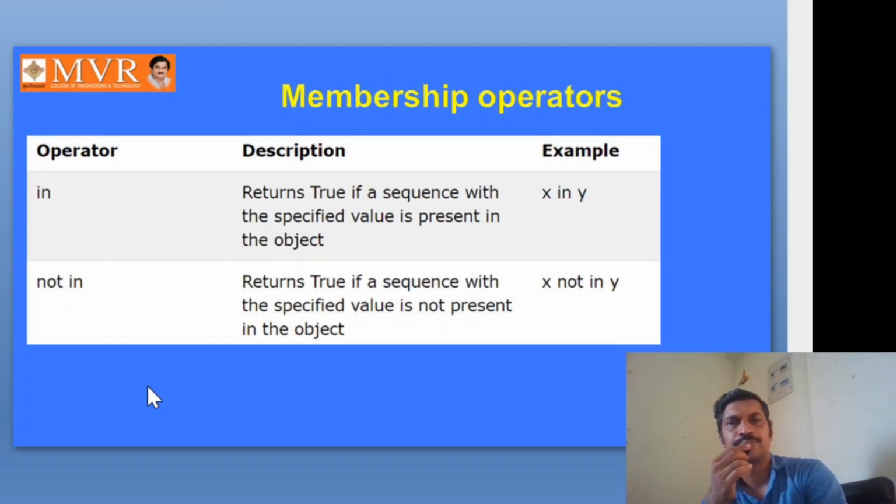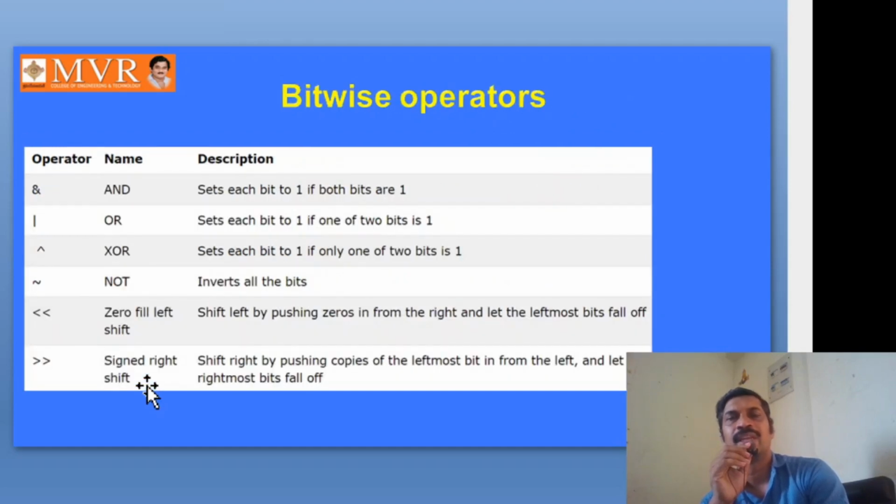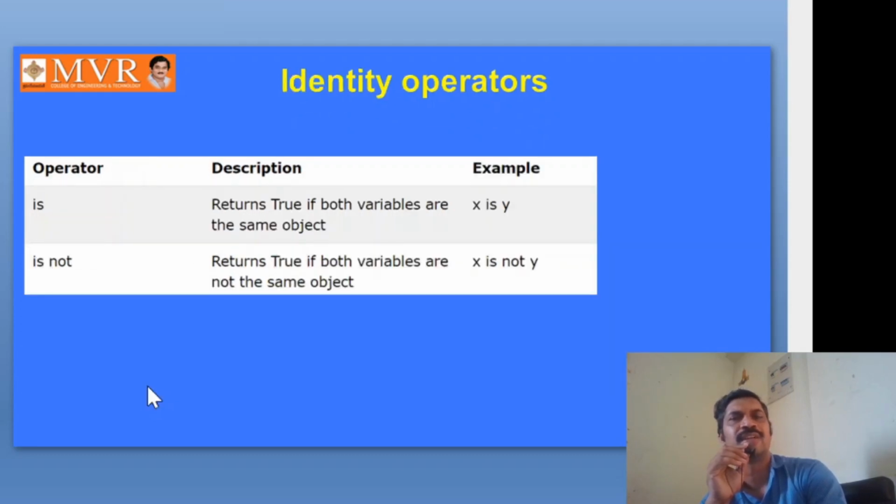In membership operators, these are used to check whether an element is present in the list or not. If present, in returns true. Not in is the reverse of the in operation. If it is not present, in returns false. Next, bitwise operators. These operate on the bitwise level. We have seen the purpose of and and how to use it. We call that and symbol bitwise and, bitwise or, XOR, not, zero fill left shift, signed right shift. Last one, identity operators: is and is not.